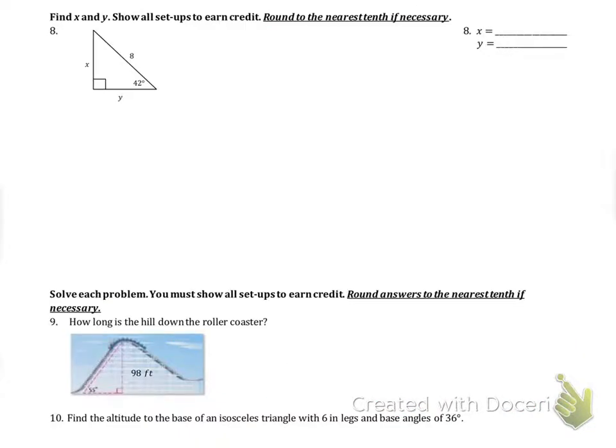All right, find x and y. Show all steps, round to the nearest tenth. So if I'm going to find x, I know this is my hypotenuse, that's 8 given. So if I have my opposite and my hypotenuse, I can use sine. So sine 42 is going to be equal to x over 8. Then I just cross multiply, so sine 42 times 8.